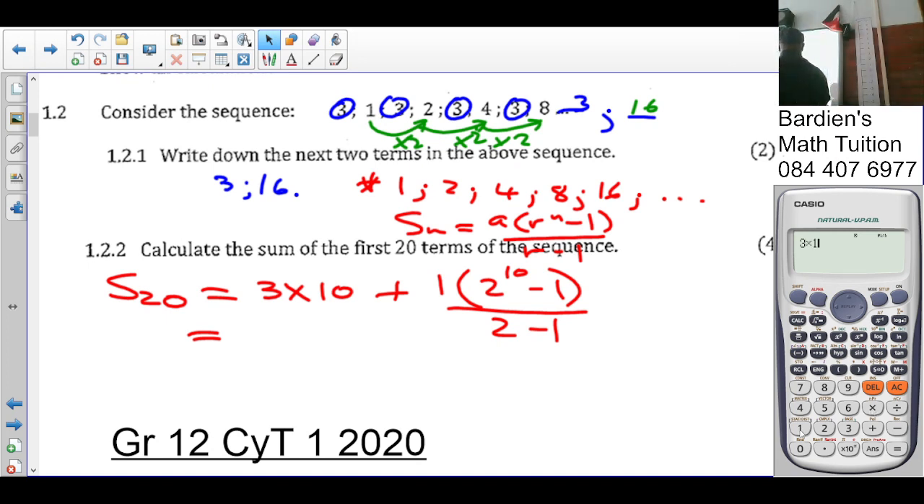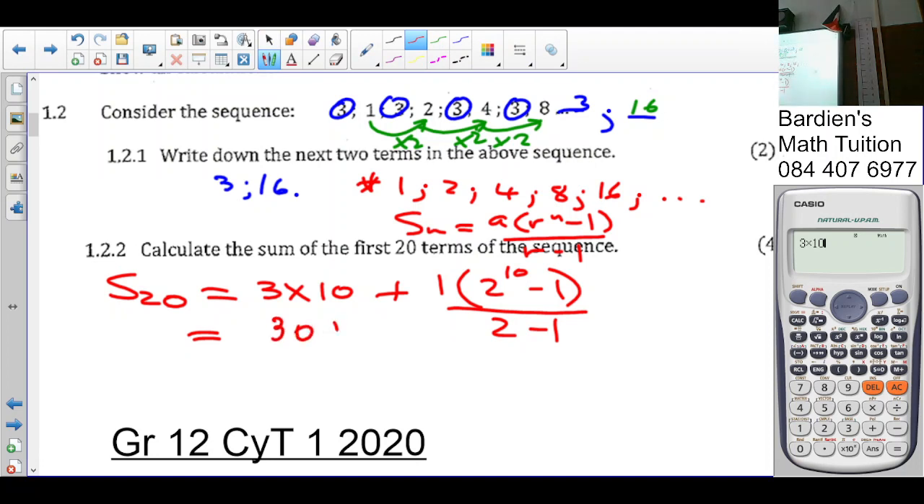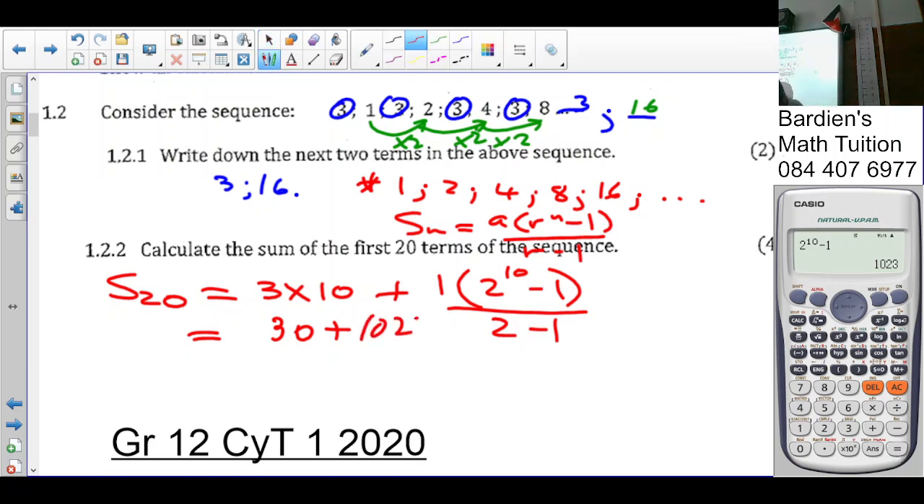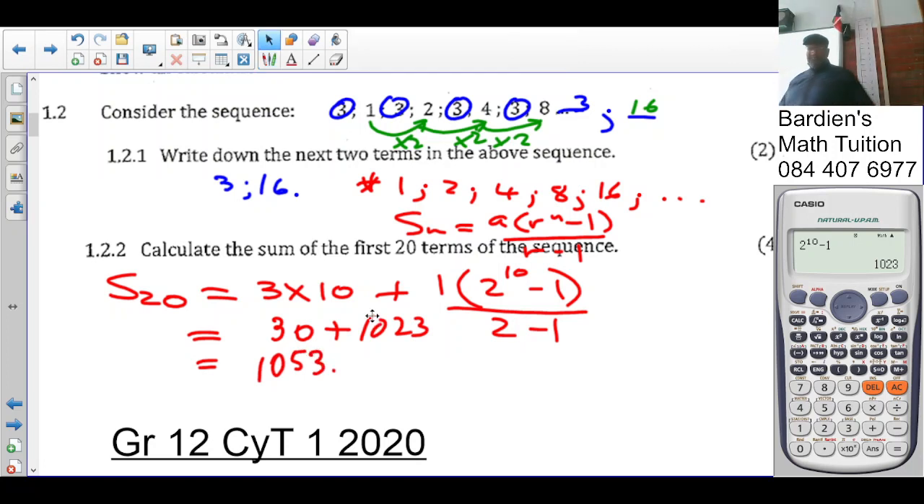Is somebody following the memo? No? So it's going to be 30 plus. You don't have to break this apart. So it's 2 to the exponent 10 minus 1. It's going to give you 1, 0, 2, 3, which is going to give you 1, 0, 5, 3. Is that correct? Yes, sir. Okay.